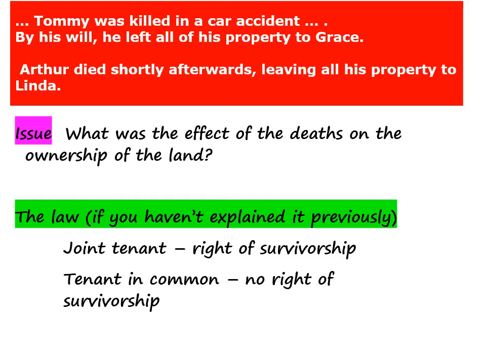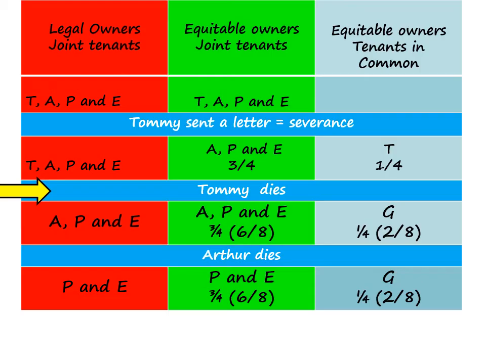So here's my application of the right of survivorship to the facts, and we pick it up from after Tommy severs. He then dies, so the right of survivorship applies in relation to the legal estate because they were all joint tenants. And in terms of the equitable estate, Tommy was a tenant in common, so his share passes under his will to Grace because the right of survivorship doesn't apply. And you'll see that I've expressed the fractions in eighths.